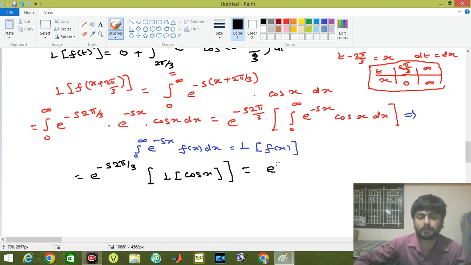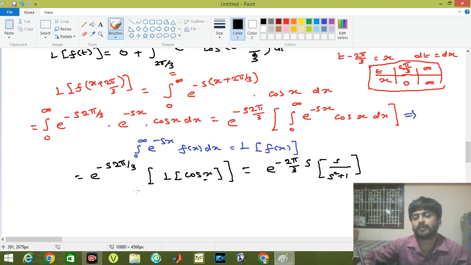That is equal to e power of minus 2 pi by 3 into s into L of cos t. What is L of cos x? L of cos t is s divided by s square plus a square. A is 1, so we will have s square plus 1 square. So this is our result. Okay.